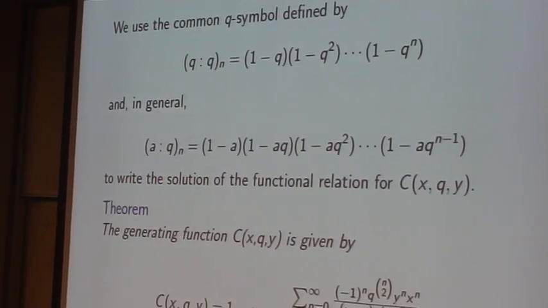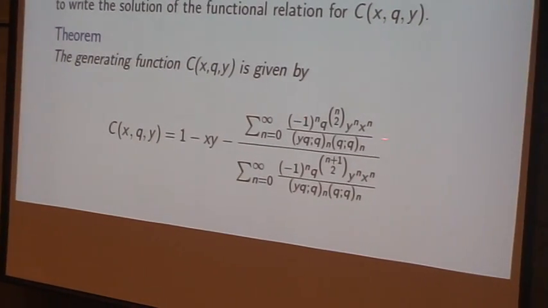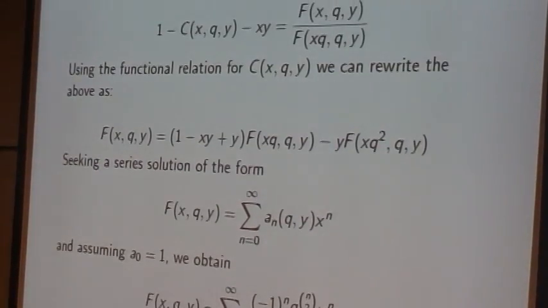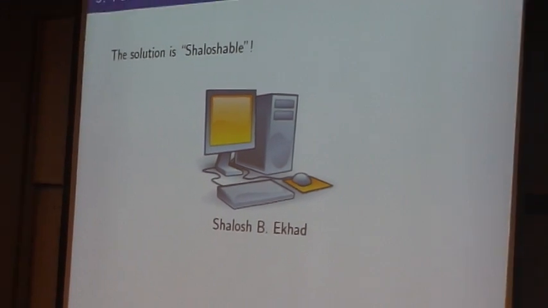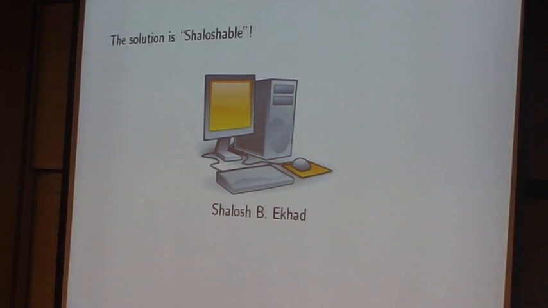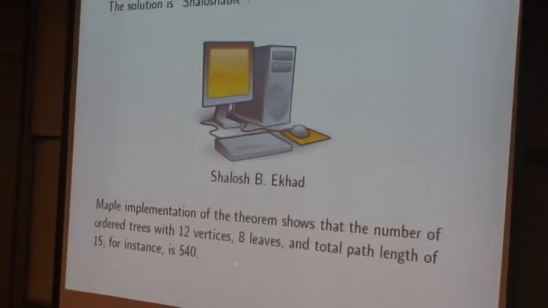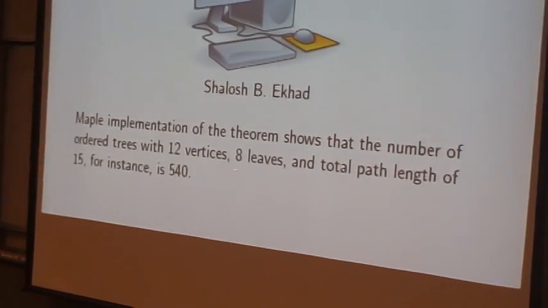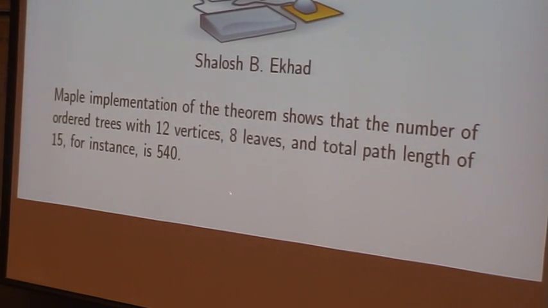Now, Doron might look at me and say, what in the world are you doing in here? What are you going to get out of this? Well, there is an outline of proof. I'm going to skip through that very quickly. The solution, in fact, is soluble. By that I mean it's possible for us to write a small piece of Maple program and get something out of it. For example, the number of ordered trees consisting of 12 vertices, exactly 8 nodes, and total path length of 15 is 540 and so on.